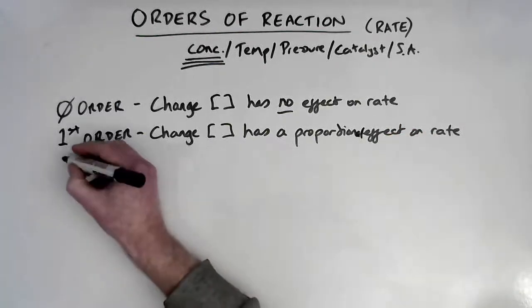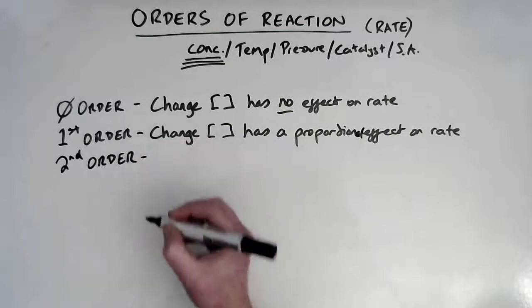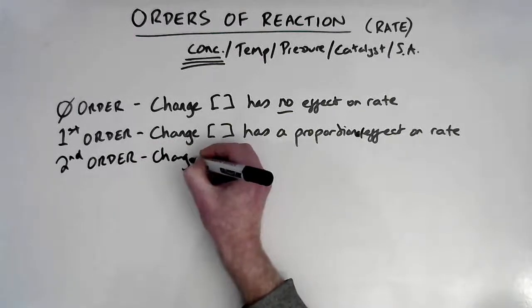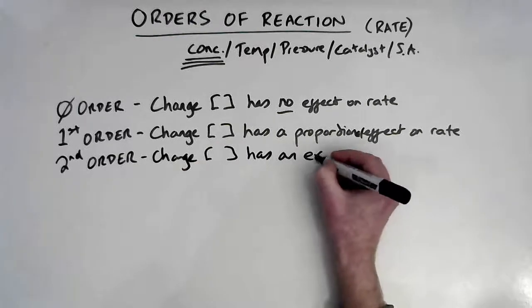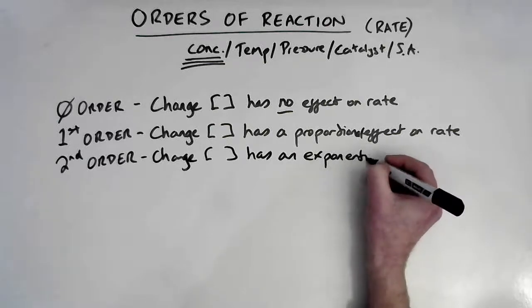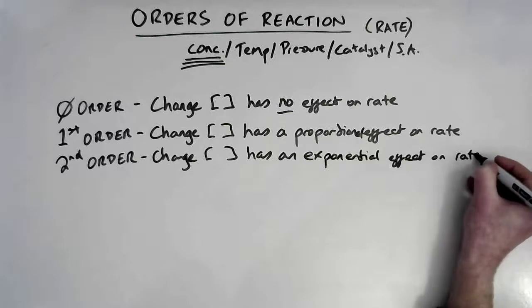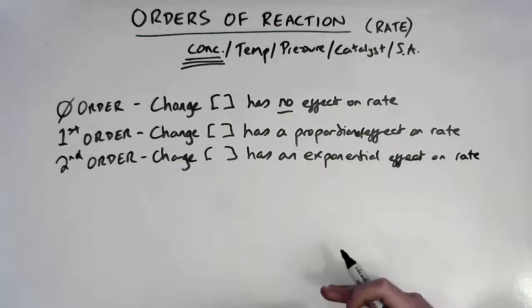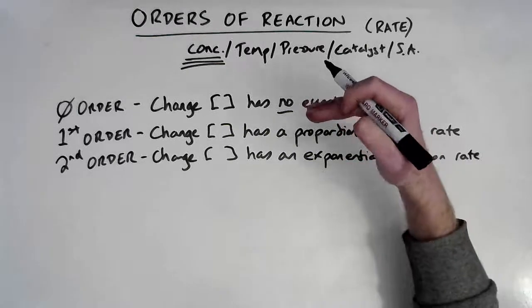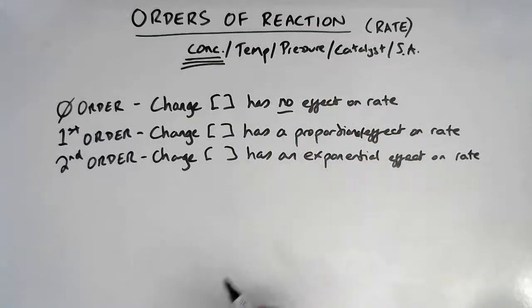And then there's second order. Like I said, there are only 3 that we need to concern ourselves with, and this is where a change in concentration has an exponential effect on rate. So you could double the concentration and the rate may increase 4-fold, and so on and so forth. So what we've got is no effect on rate, a proportional effect on rate, and an exponential effect on rate.